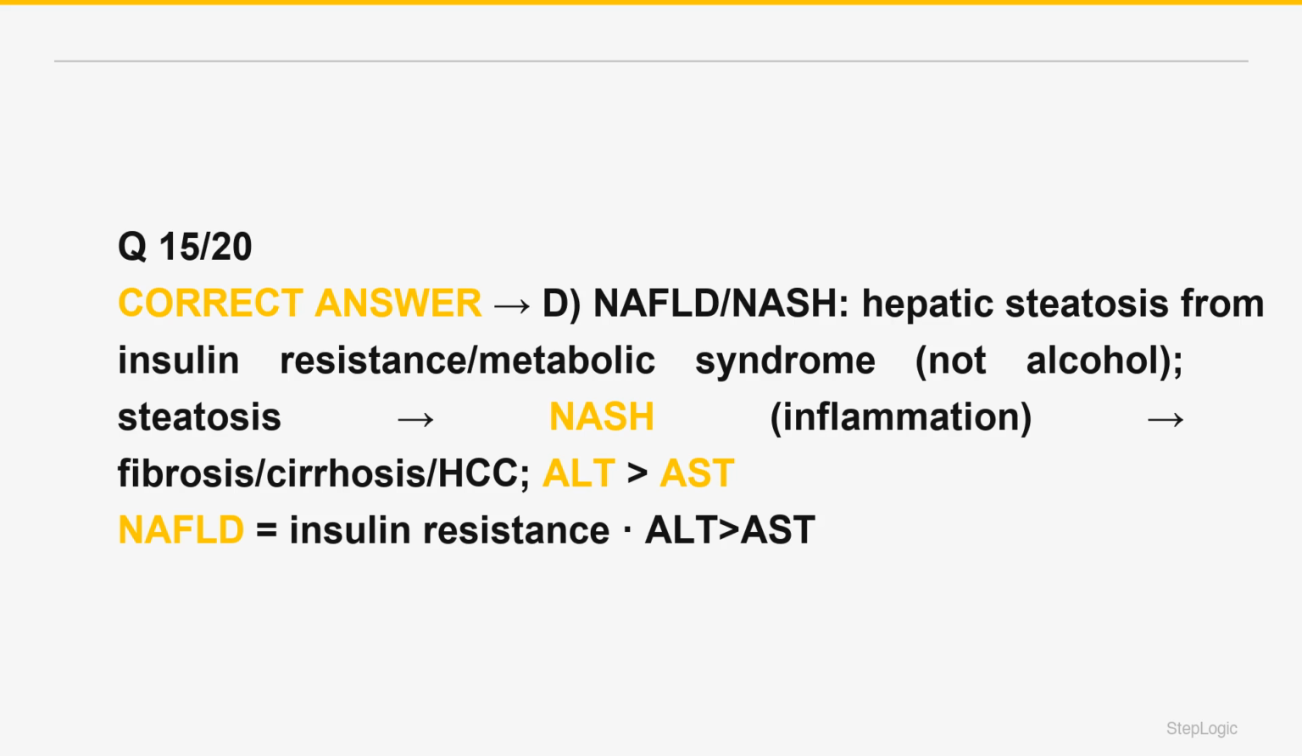Management centers on the metabolic drivers: weight loss, exercise, and control of diabetes and lipids. Distinguish it from alcoholic steatohepatitis by AST to ALT ratio, history, and other causes. The insulin resistance-driven fatty liver with ALT greater than AST that can progress to NASH and cirrhosis is NAFLD.